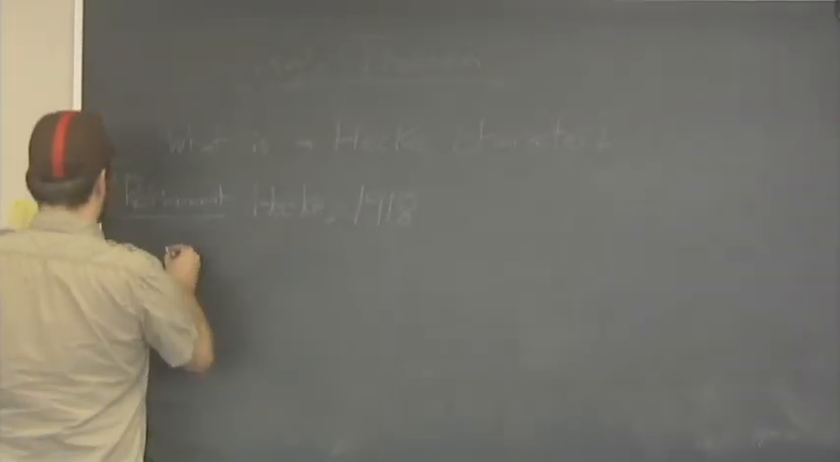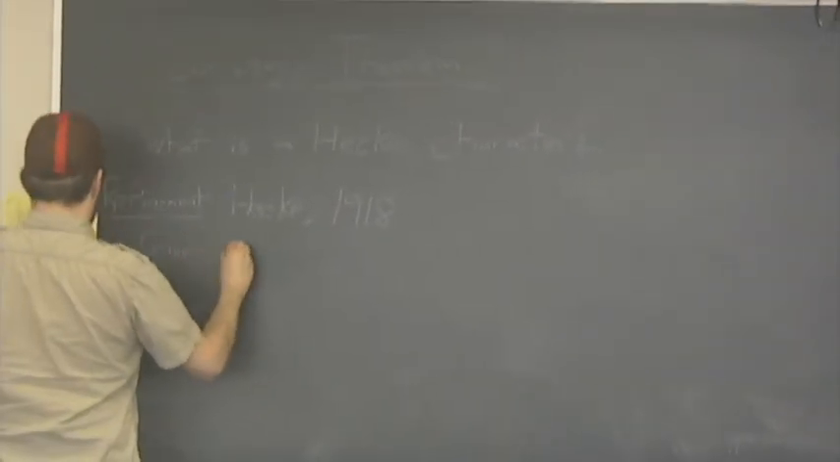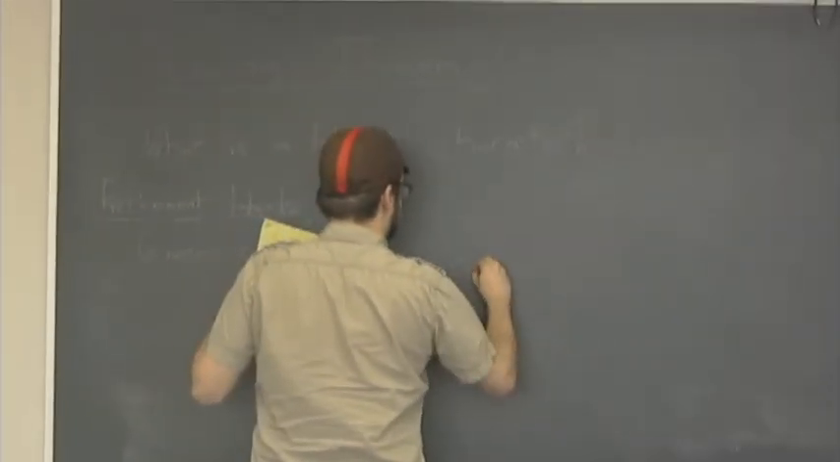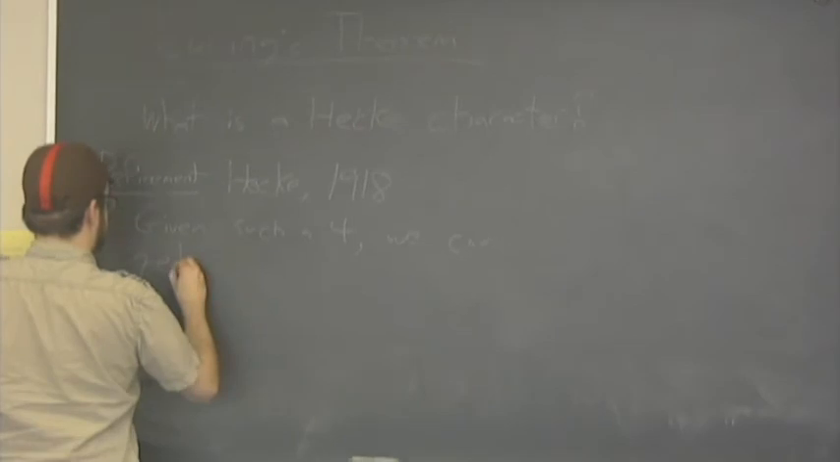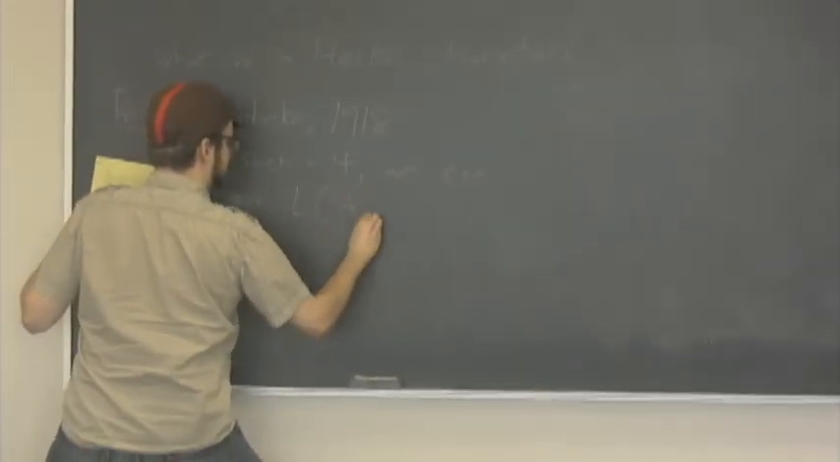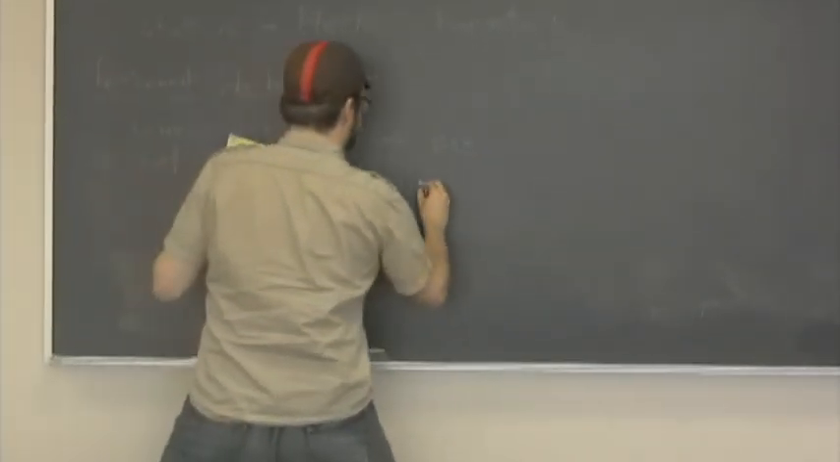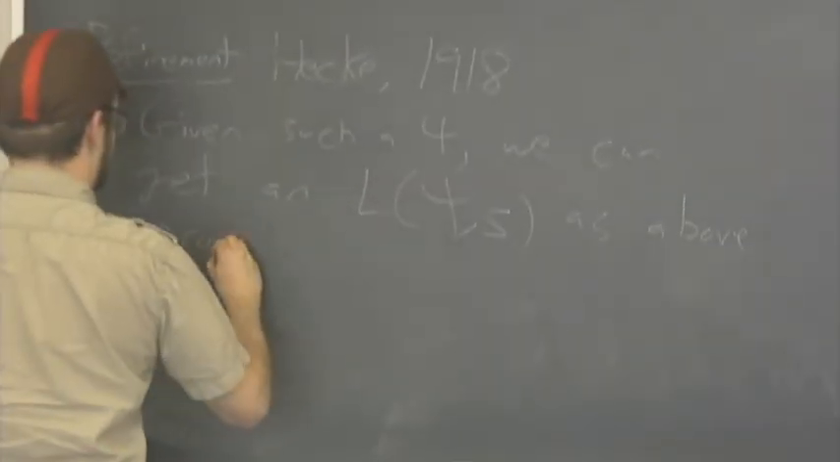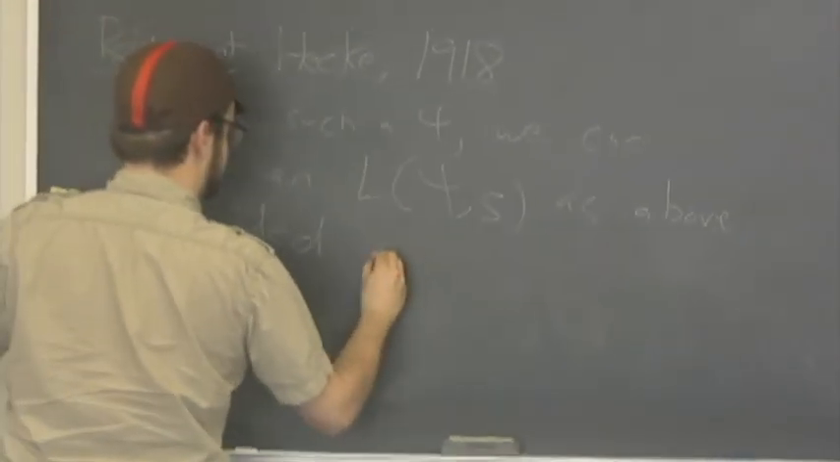So the refinement due to Hecke is the following. Given such a psi, we can get an L of psi s just like before, provided that psi satisfies a certain condition that I'll call condition star.